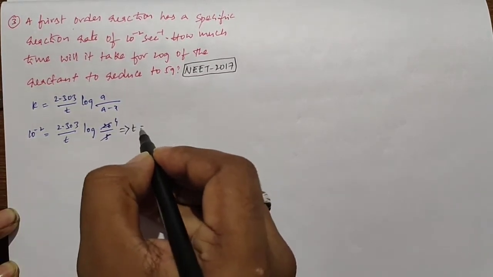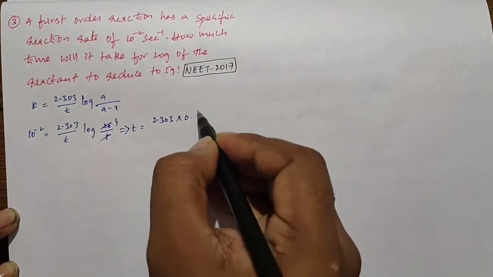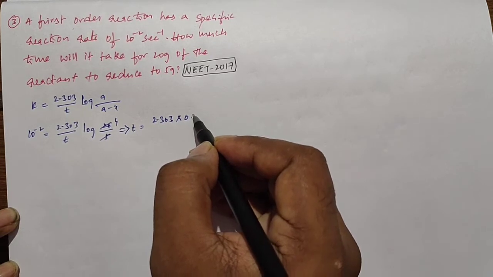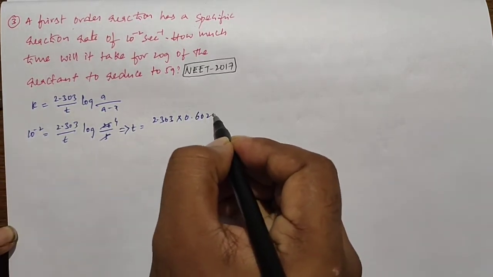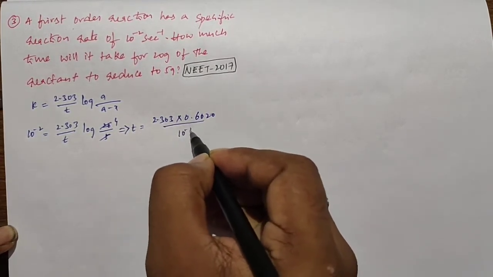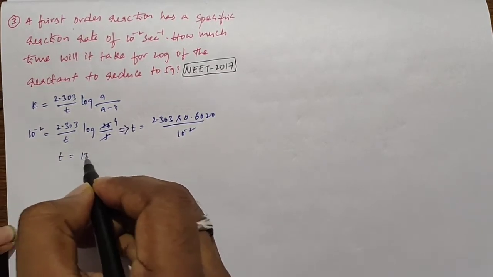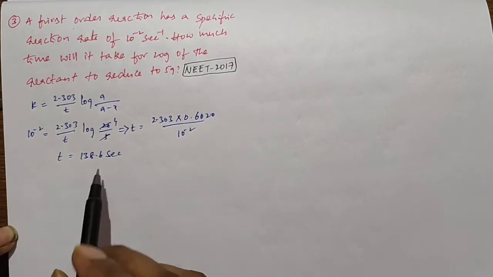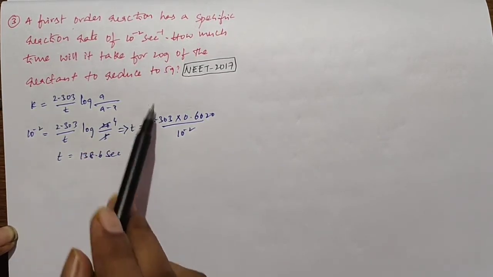Now take t to this side and 10 power minus 2 to the other side. Then t is equal to 2.303 into 0.6020 divided by 10 power minus 2. After simplification, we get time t is equal to 138.6 seconds. So this is the time taken for the reduction of the reactant from 20 grams to 5 grams. Okay.